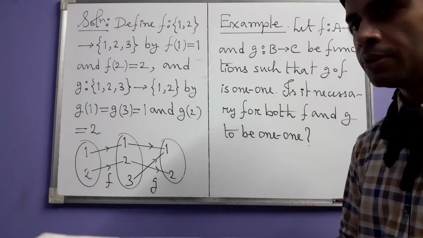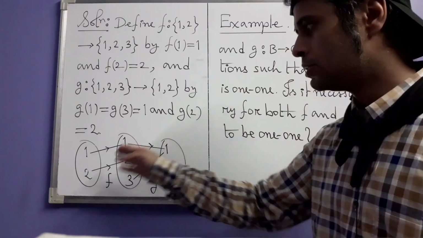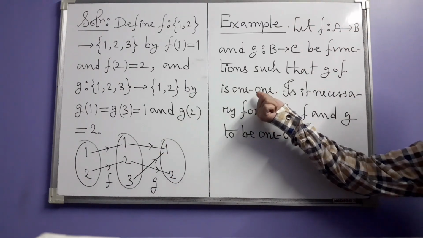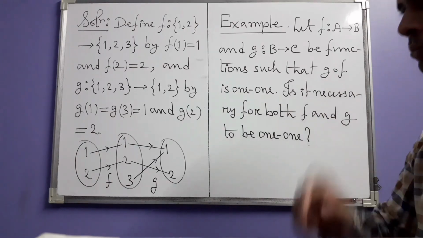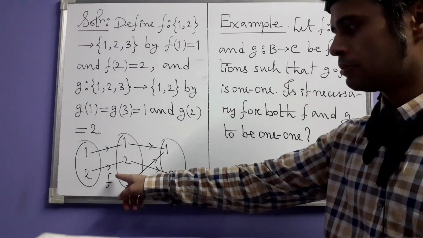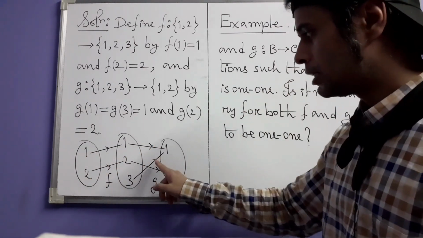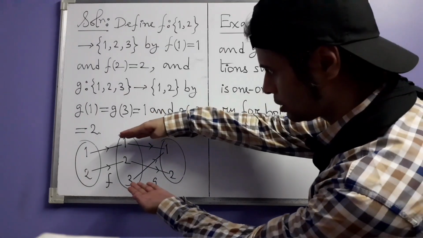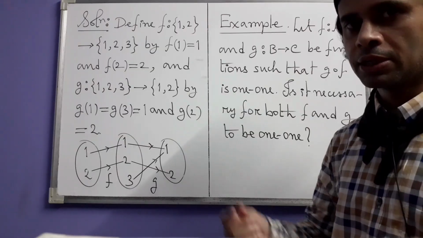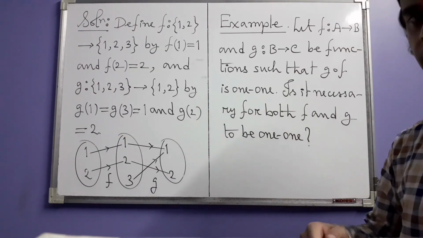So is it a 1-1 function? Yes, it is a 1-1 function, because it is mapping distinct elements to distinct elements. So g composition f is 1-1. However, both f and g are not 1-1. f is 1-1 because distinct elements are going to distinct images, but g is not 1-1 because of this. 1 and 3 are distinct inputs, but the output is the same, it is 1. So it's not necessary in the other direction.